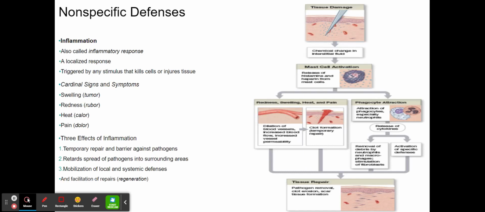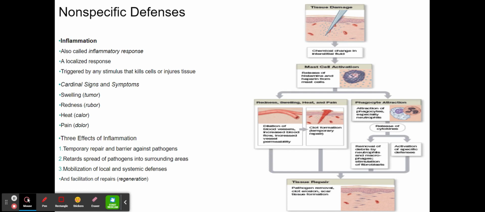Inflammation, or the inflammatory response, is a localized tissue response to injury. Inflammation produces local redness, or rubor, swelling, which is tumor, heat, which is calor, and pain, which is dolor. These are known as the so-called cardinal signs and symptoms of inflammation. Sometimes a 5th symptom is also included, which is just loss of function.